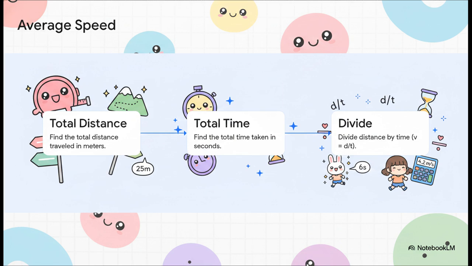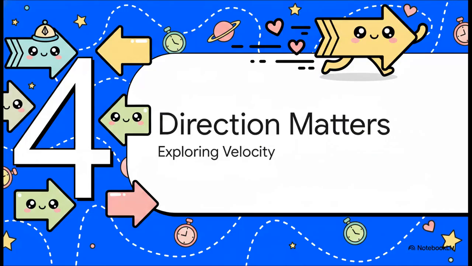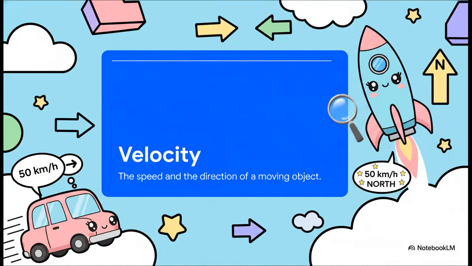But here's the catch. Telling me you are moving 4.2 meters per second doesn't actually help me find you if I don't know which way you went. Which brings us perfectly to Section 4, Direction Matters, Exploring Velocity. This is a massive distinction in physics. Velocity is not just a fancy synonym for speed. Velocity takes your speed and simply slaps a specific direction right onto it.